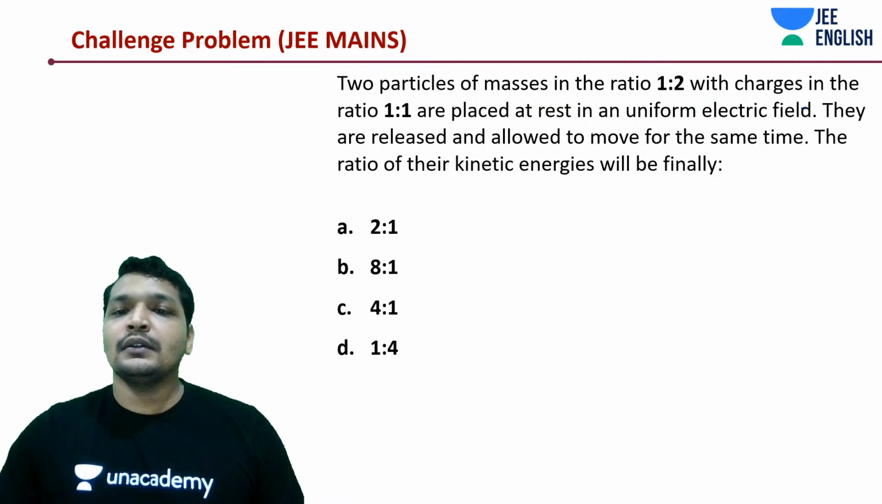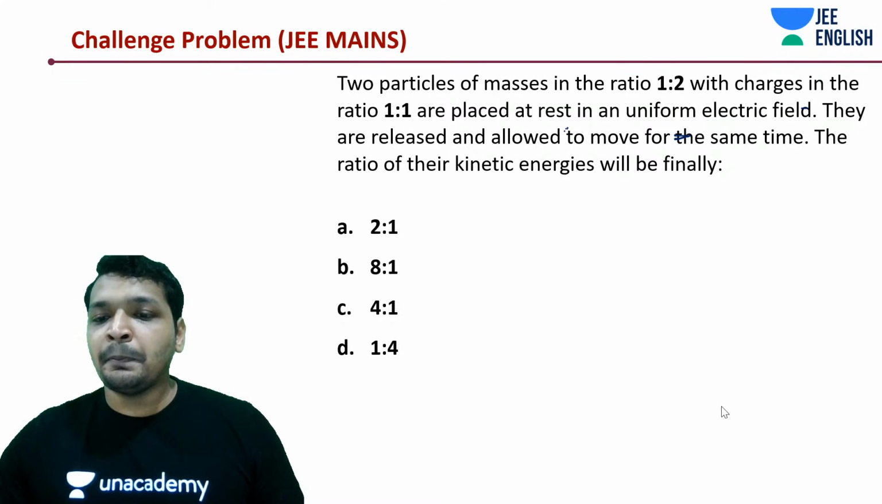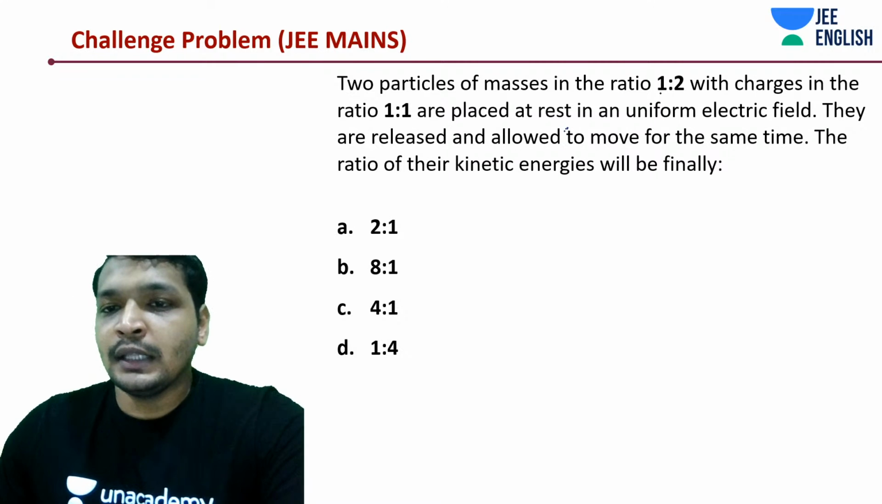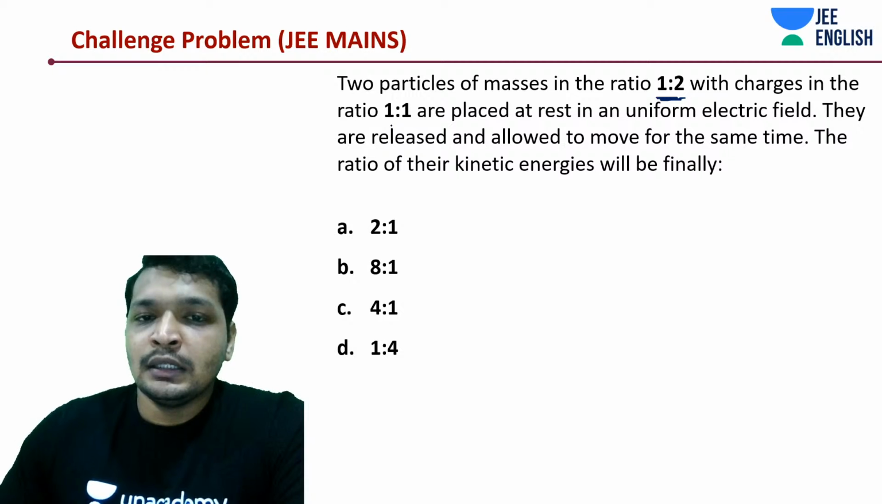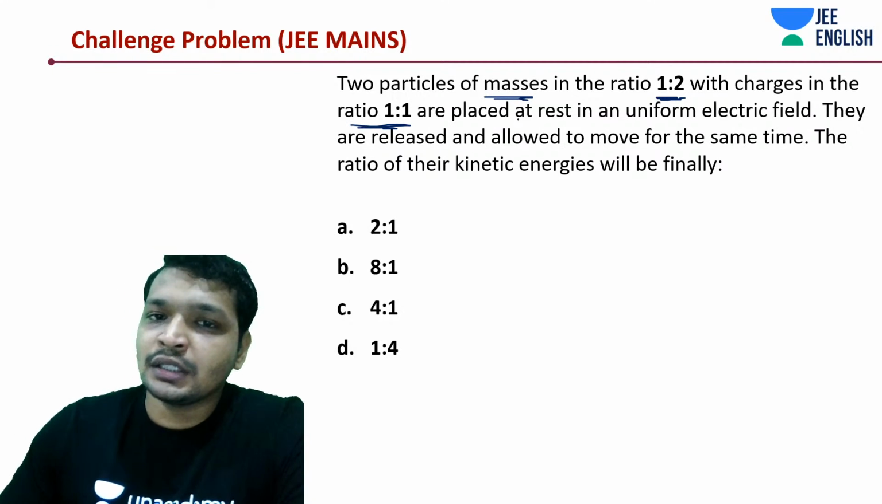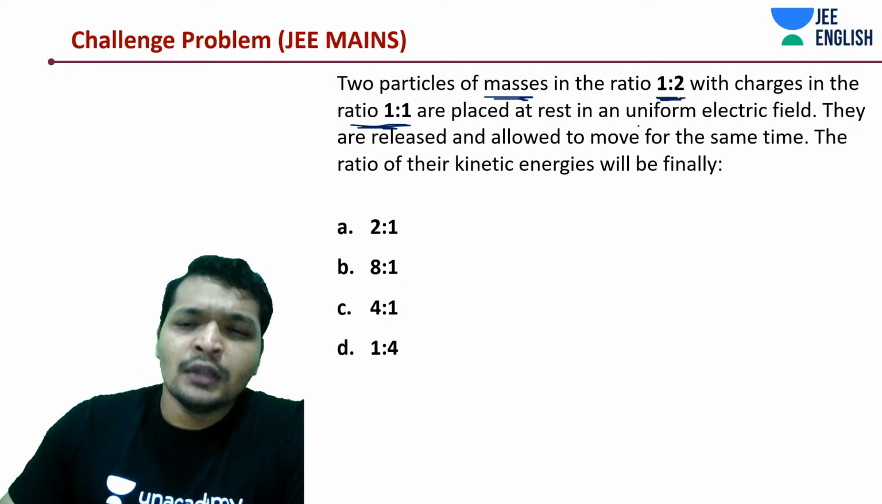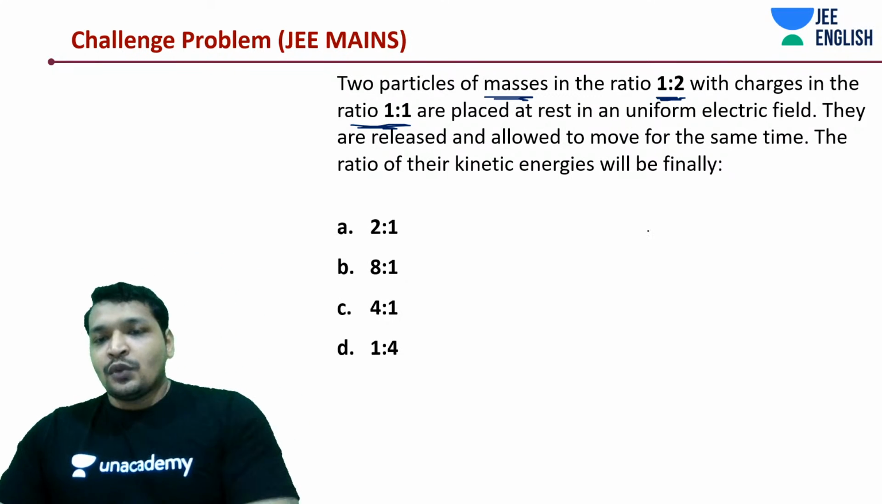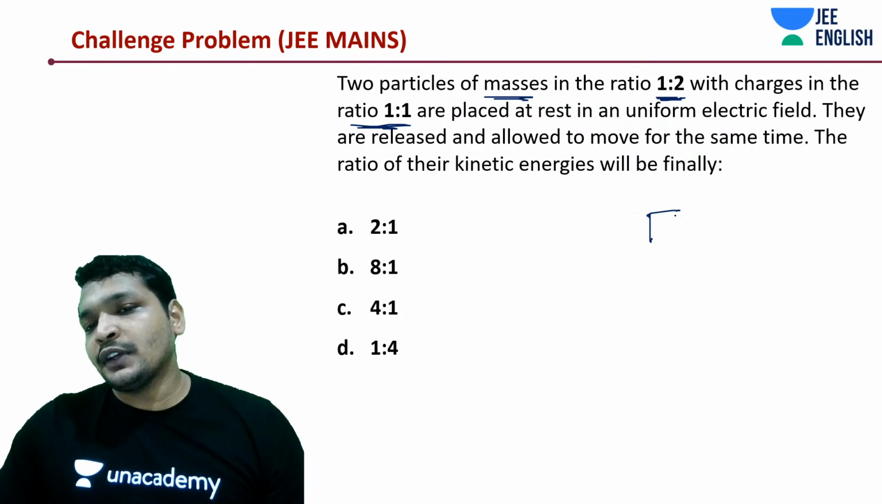Two particles of masses in the ratio 1:2. So there are two particles, and they have masses in the ratio 1:2, and the charges are in the ratio 1:1, and they are placed at rest in a uniform electric field. Okay, so one thing is they are placed in a uniform electric field. We studied this part of it in the beginning. It will experience a force F is equal to QE.